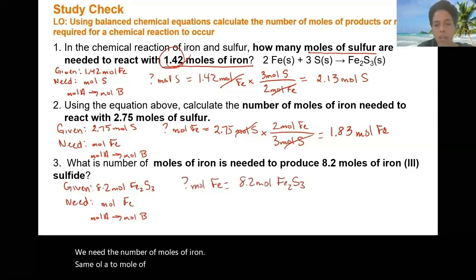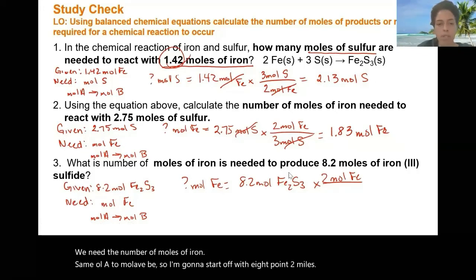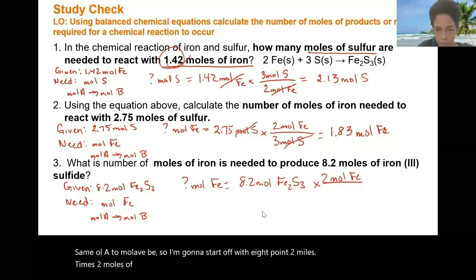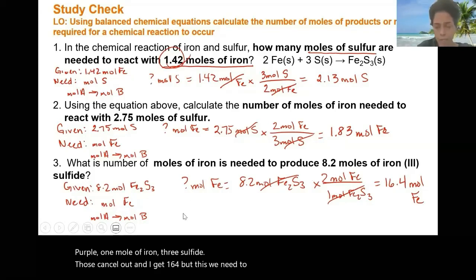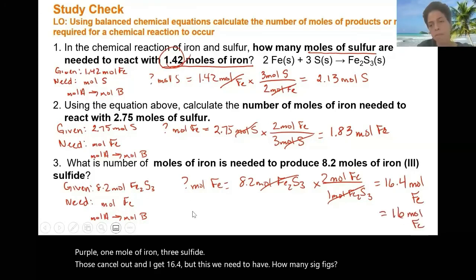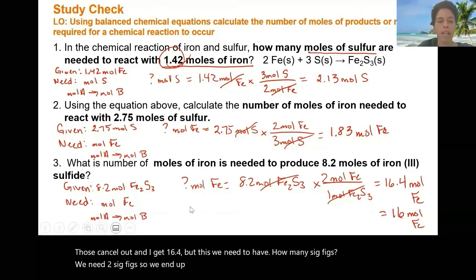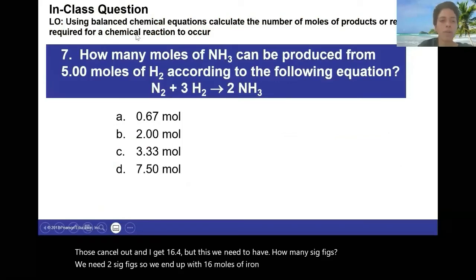So I'm gonna start off with 8.2 moles times 2 moles of iron per 1 mole of iron 3 sulfide. Those cancel out, and I get 16.4. But this, we need to have how many sig figs? We need 2 sig figs, so we end up with 16 moles of iron. So those are the simple problems.